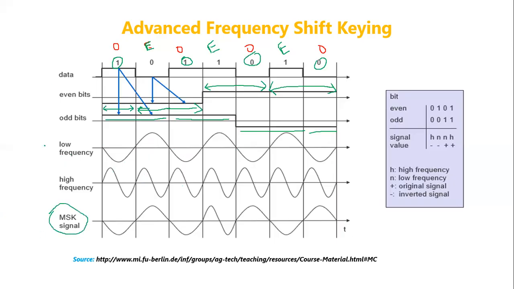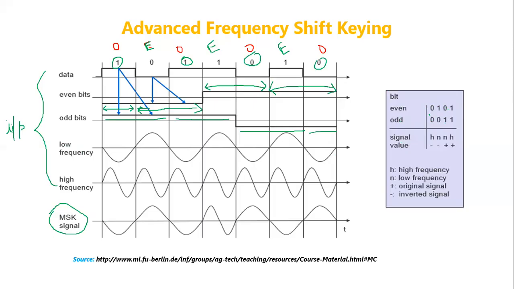With all these as inputs, it should produce an output. So how will this output be produced? The input includes the actual data, the separation of odd bit and even bit, the low frequency signal, and the high frequency signal, and from this the minimum shift keying signal should be created. It is created using the logic shown in this small table on the right side.